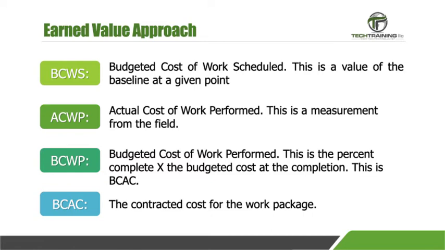BCWS, the budgeted cost of work scheduled. This is a value of the baseline at a given point. ACWP, the actual cost of work performed. This is a measurement from the field. BCWP, budgeted cost of work performed.